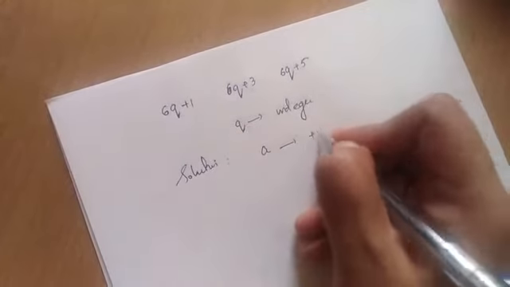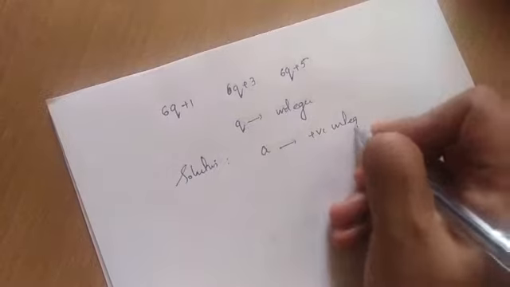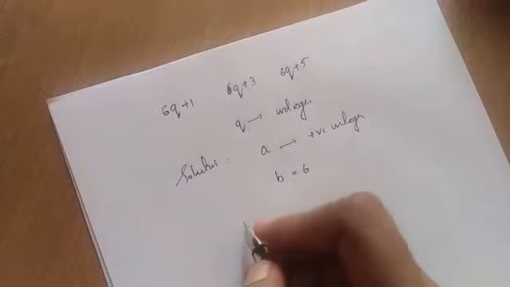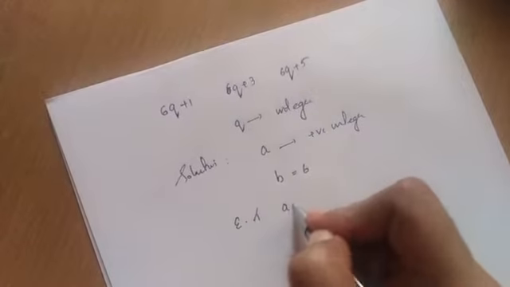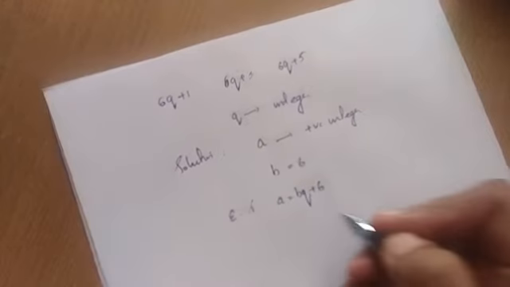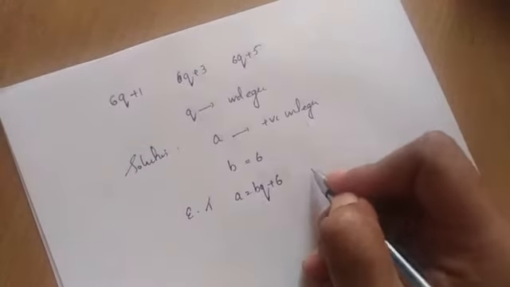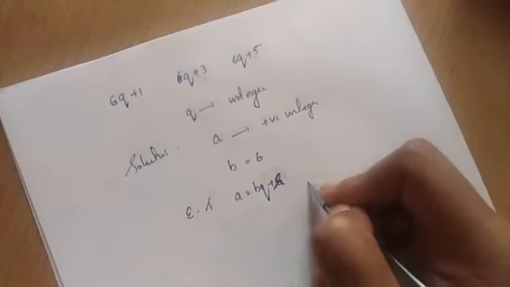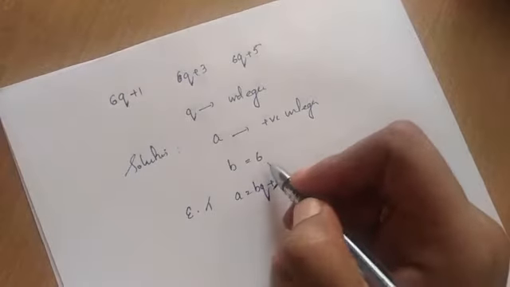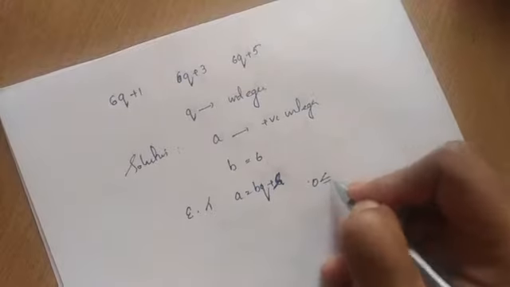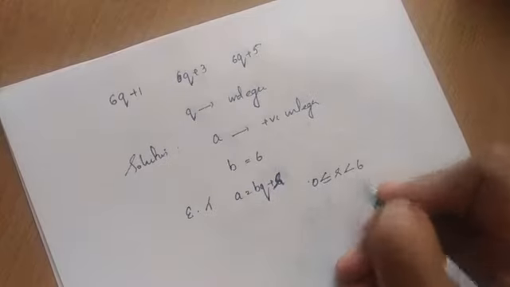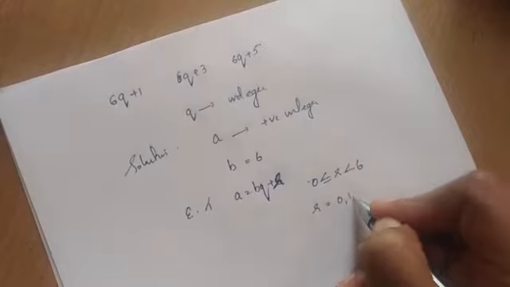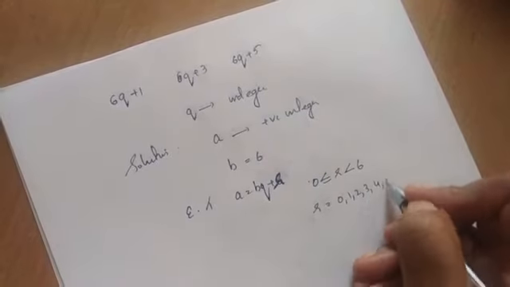Let a be a positive integer and the value of b is equal to 6. According to Euclid's theorem, a is equal to bq plus r. So the value of b is equal to 6. Here the value of b is 6, so the remainder can take values from 0 to 5. That is, r can take the values 0, 1, 2, 3, 4, 5.